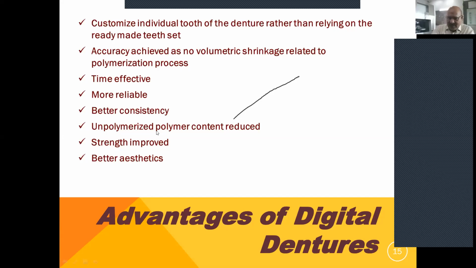The unpolymerized polymer content is reduced. If you choose the PEEK material, it is amazingly good for the tissues. Strength is too hard. I mean, if you use a denture milled out of PEEK, it is literally unbreakable. And yet it is so inert, it is completely tissue friendly, and aesthetics are always good.